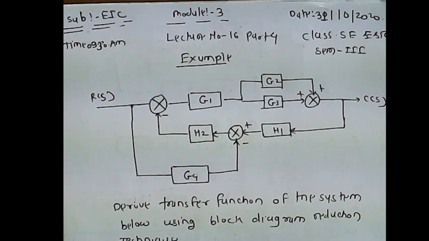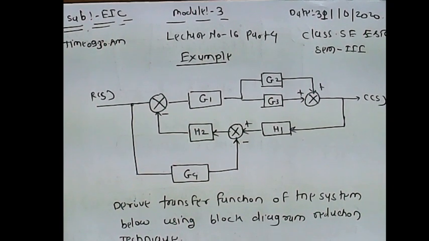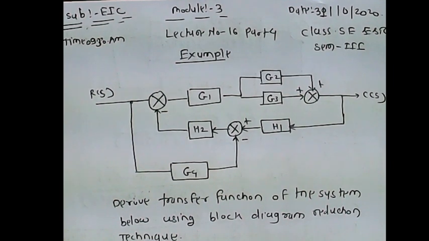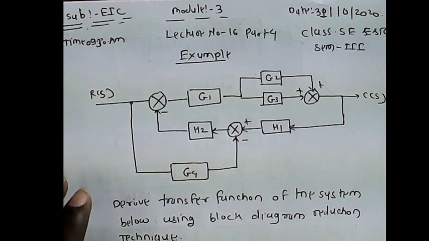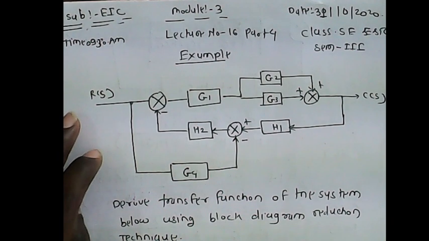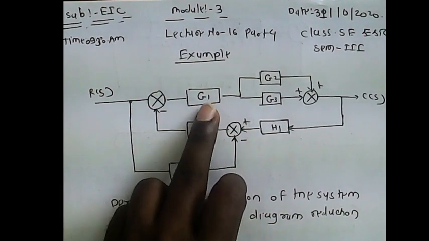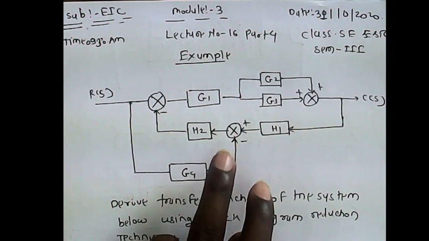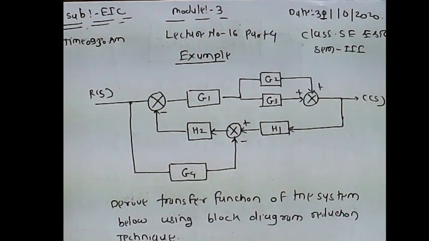Today I am explaining example number 4, which is based on the block diagram reduction rule. In this example, we obtain the transfer function by using the block diagram reduction rule. Here R(s) is the input. There are the gains G1, G2, G3, G4, and H1, H2 and H3 are the feedback.